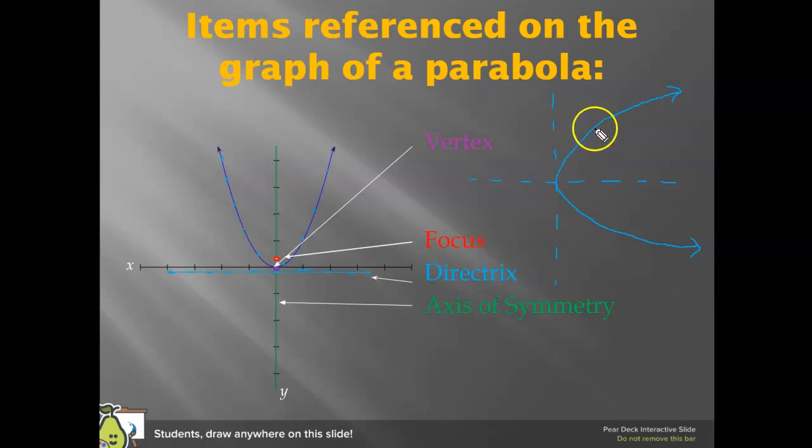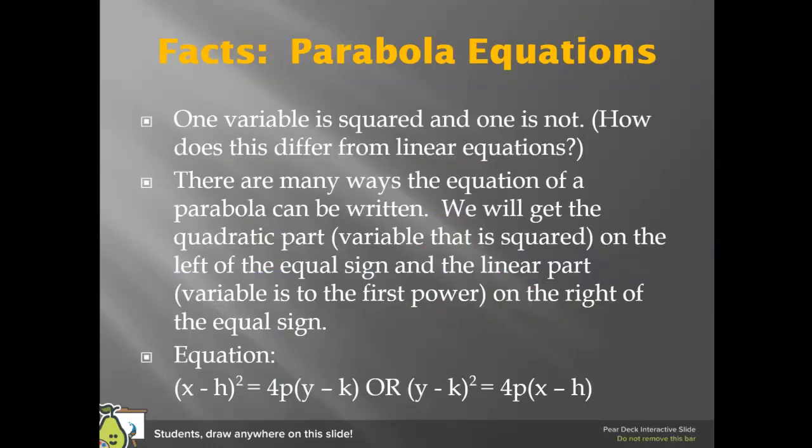And so it's all of these points that are equidistant from a focus and a directrix. And so we can have a focus over here and a directrix that is vertical, and then we can have the parabola go in this direction. So you can have sideways parabolas, which is something we've never seen before. But these are the parts of the parabola that you always want to show up in your graph.